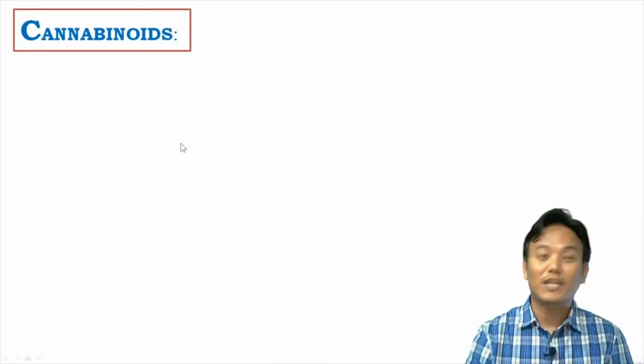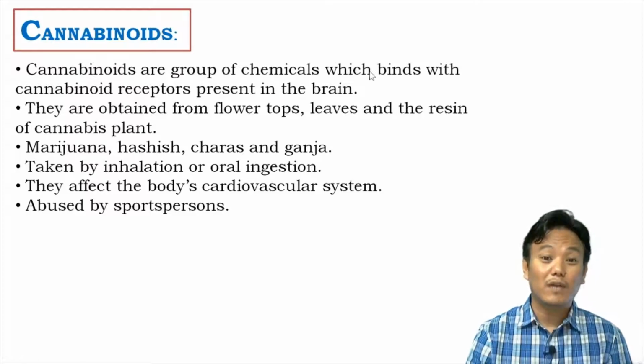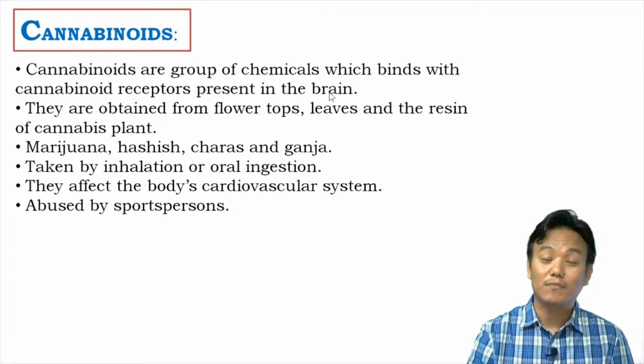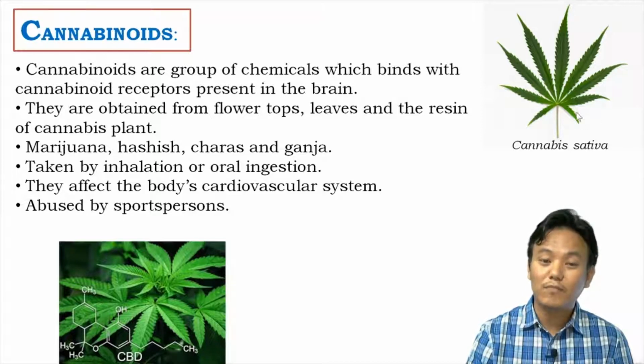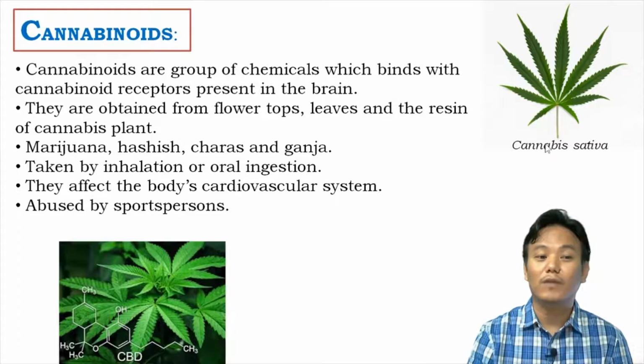The second one is cannabinoids. Cannabinoids are a group of chemicals which bind with cannabinoid receptors present in the brain. I already told you what receptors are. So cannabinoid receptors are present in the cells of our brain. The cannabinoids can be obtained from one specific plant called the cannabis plant. Cannabis sativa is a species of cannabis plant, and cannabinoids can be obtained from the flower tops of this plant, from the leaves, and from the resin. Marijuana, hashish, charas, and ganja all contain cannabinoids, and they are extracted from parts of the cannabis plant.